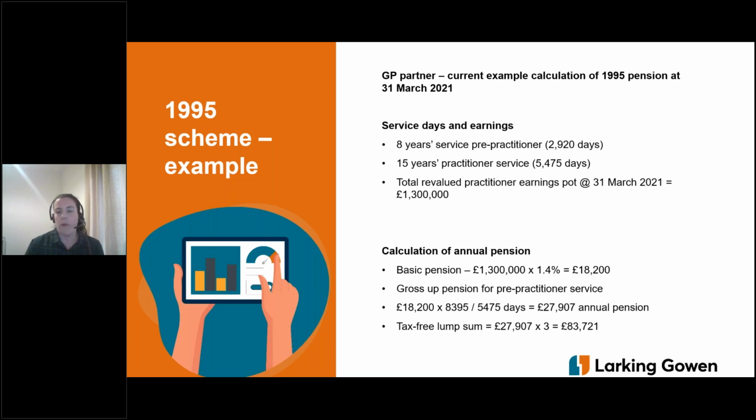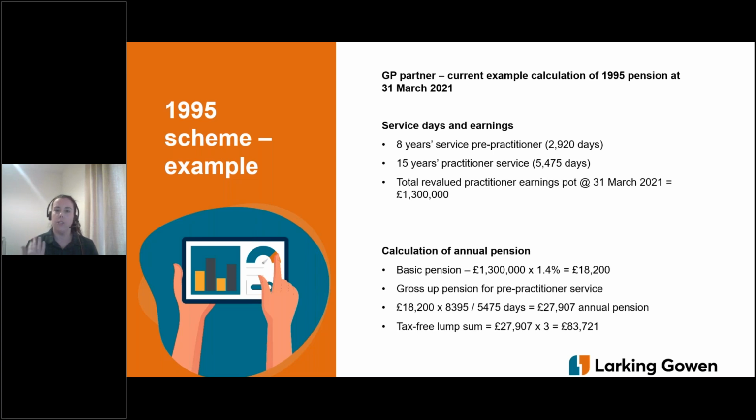So we have 8 years of pre-practitioner service, and then from the point they qualified as a GP and moved potentially into a salaried role or locum or partner, they've then had a subsequent 15 years service. As at March 2021, the pot of their earnings, so as Lizzie said, it's career averaged earnings, so each year their earnings are cumulative position, uplifted with inflation plus this 1.5%. So at the point of March 2021, for illustrative purposes, they had a pot of £1.3 million.